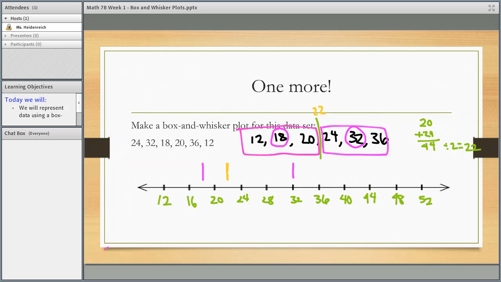And then the very last thing I do is identify my lower and upper extremes, which are 12 and 36. And remember, those are just dots to represent the whiskers. So my box looks something like this. I've got lots of different colors here just to showcase each piece that we found. But that's that box and whisker plot all worked out.